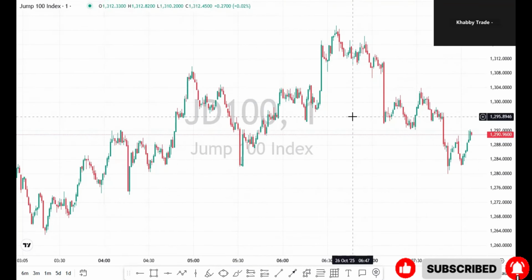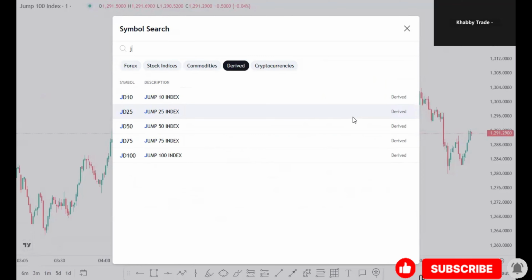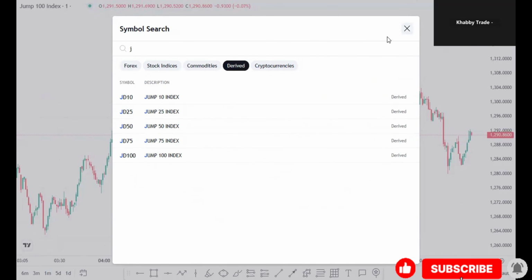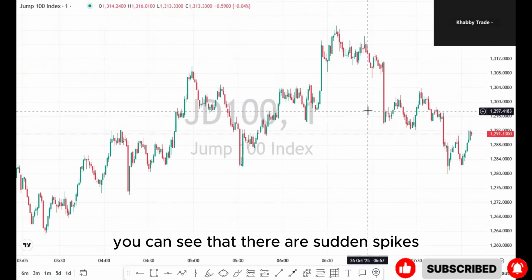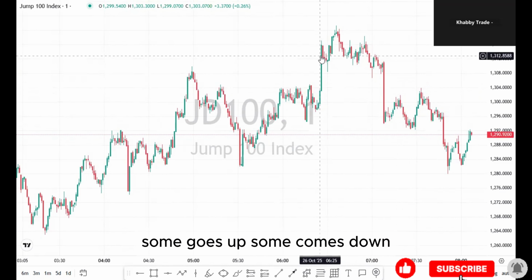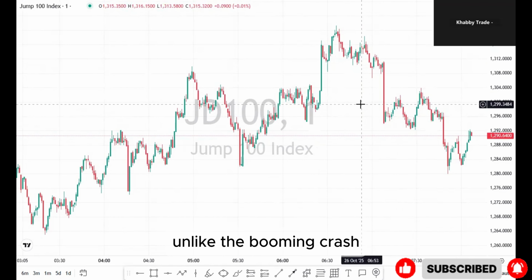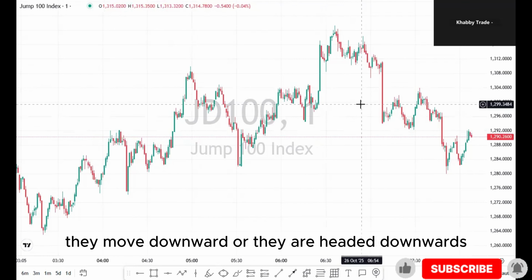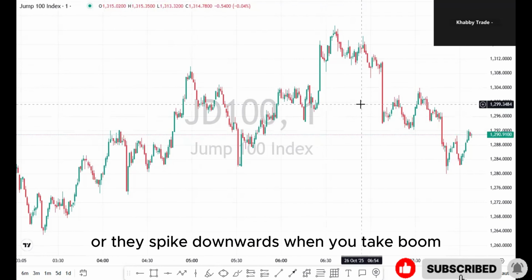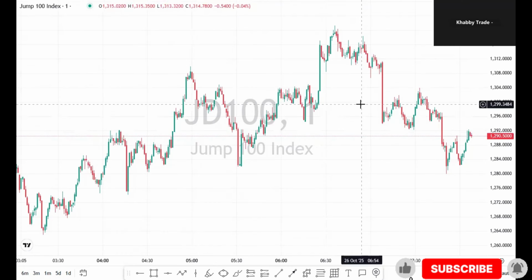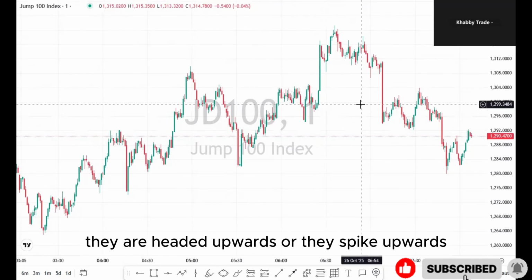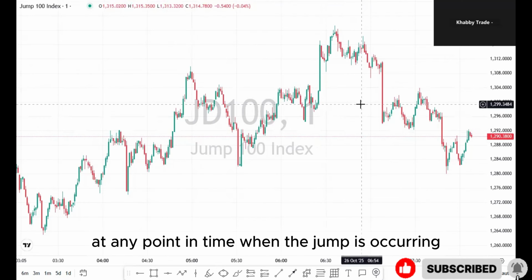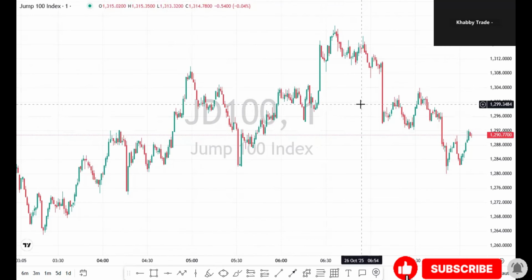Also, there are Jump indices: Jump 10, 25, 50, 75, 100. When you look at the Jump chart, you can see that there are sudden spikes. Some go up, some come down. Unlike Boom and Crash, where all the Crash spikes are headed downwards, and all the Boom spikes are headed upwards, for Jump, some go up, some come down. At any point in time, when the jump is occurring, it can go up, it can come down.